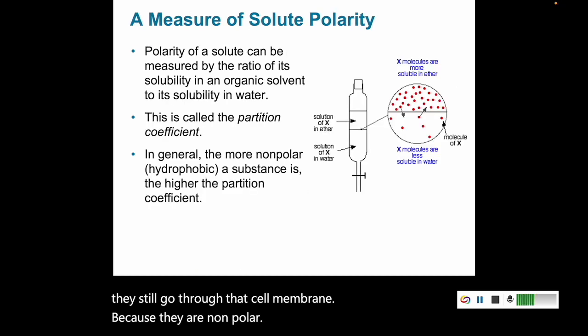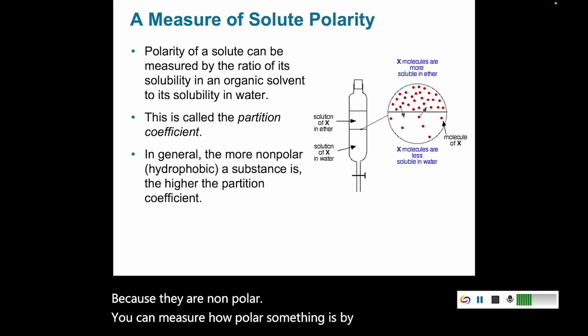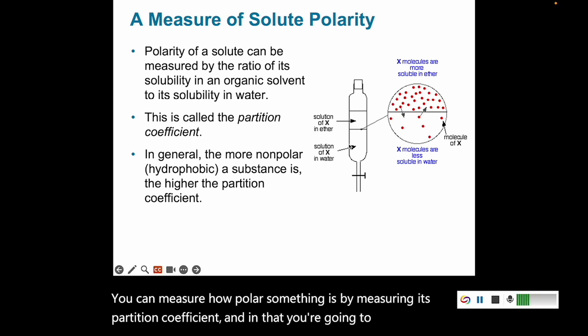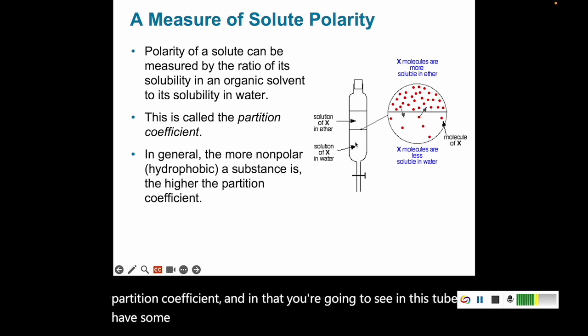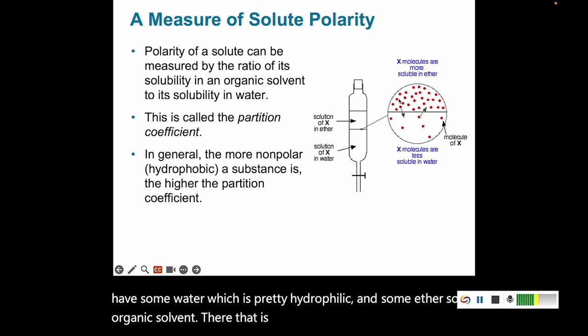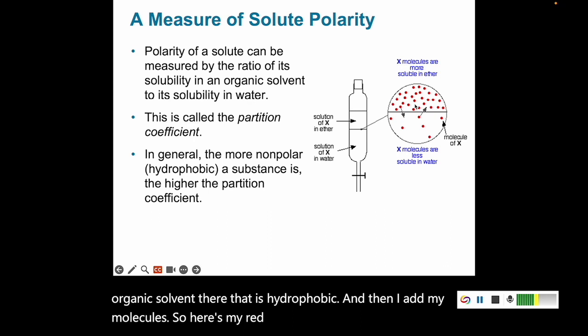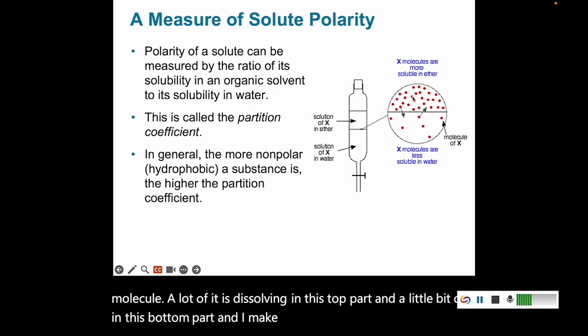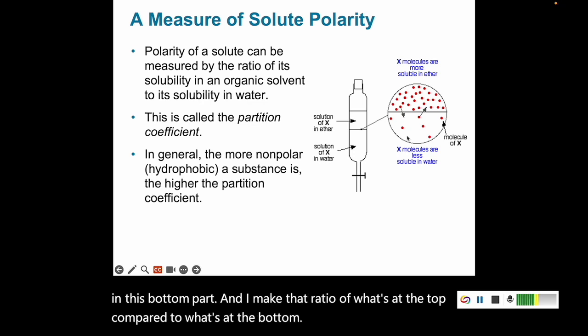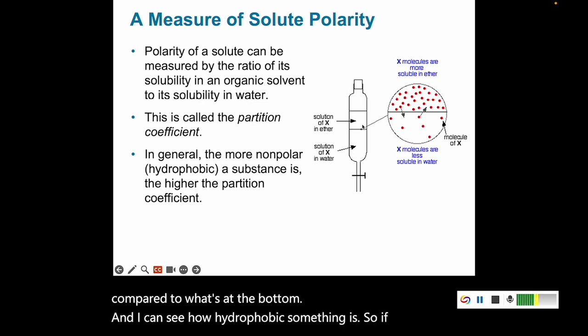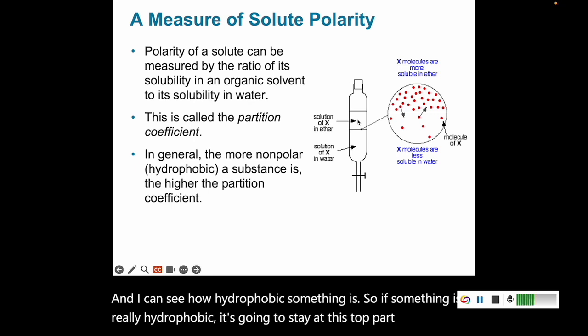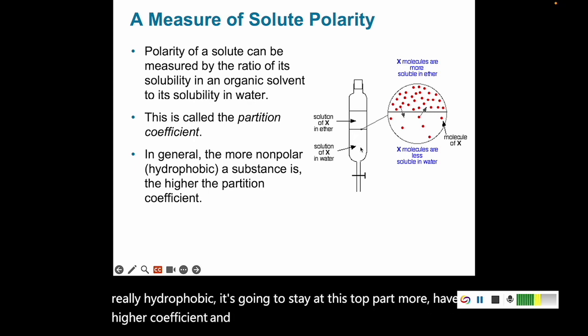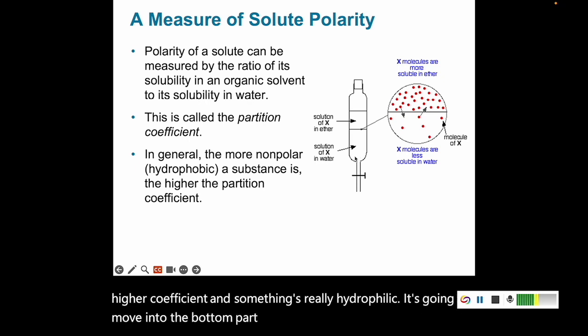You can measure how polar something is by measuring its partition coefficient. And in that, you're going to see in this tube, I have some water, which is pretty hydrophilic, and some ether, some organic solvent there that is hydrophobic. And then I add my molecule. So here's my red molecule. And I can see my red molecule, a lot of it is dissolving in this top part and a little bit of it in this bottom part. And I make that ratio of what's at the top compared to what's at the bottom. And I can see how hydrophobic something is. So if something is really hydrophobic, it's going to stay at this top part more, have a higher coefficient. If something's really hydrophilic, it's going to move into the bottom part more, which means it'll have a lower partition coefficient.